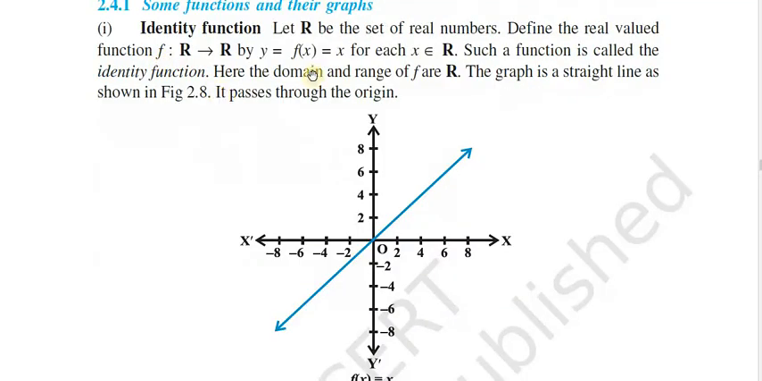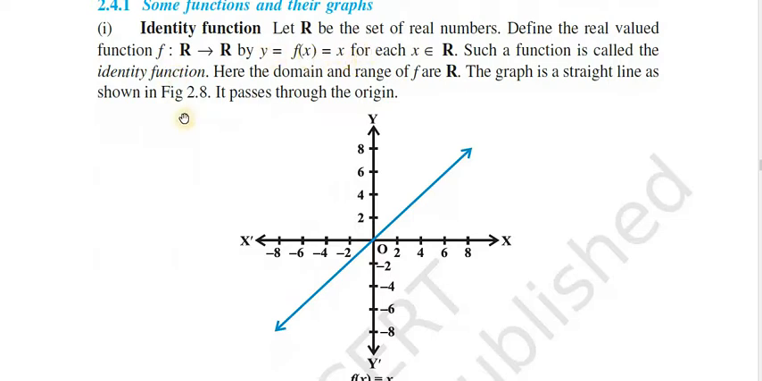Next, a few functions and their graphs. This is the topic: functions with their graphs. So we'll see the function and try to draw the graph. As we know, a function is a set of ordered pairs, a subset of the Cartesian product of two sets. Let R be the set of real numbers. We define a function f from R to R, where y is equal to x, that is, f(x) is equal to x.